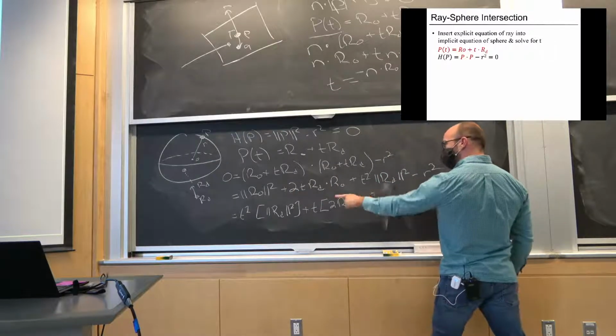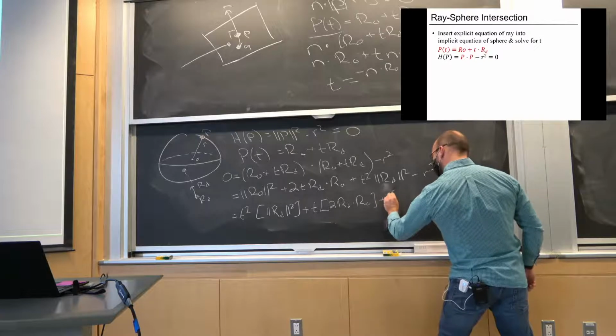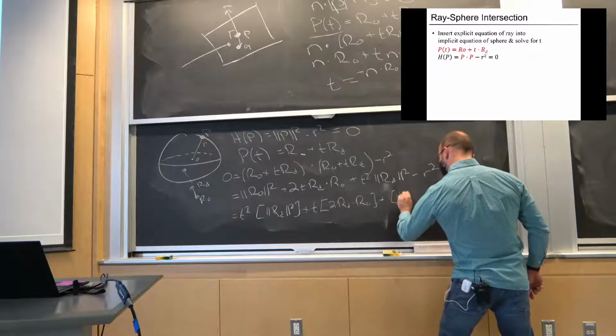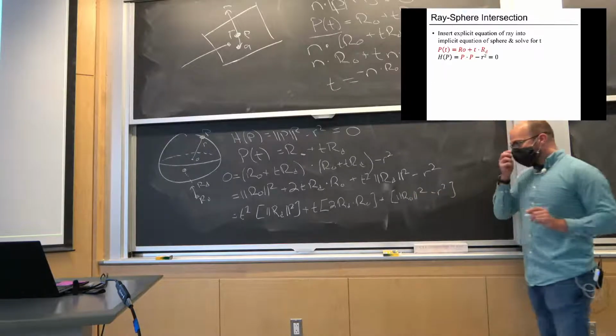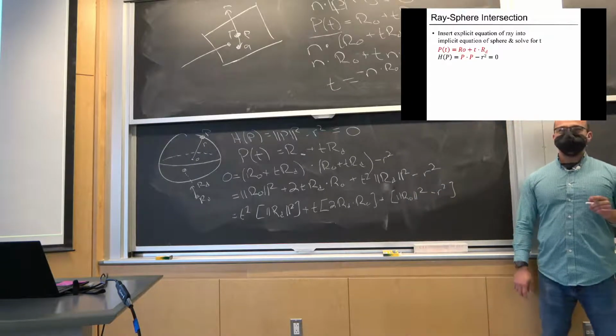Plus, and then basically everything else, right? Plus r naught squared minus r squared, like that. Have I managed to do it right? I think I have. Okay.